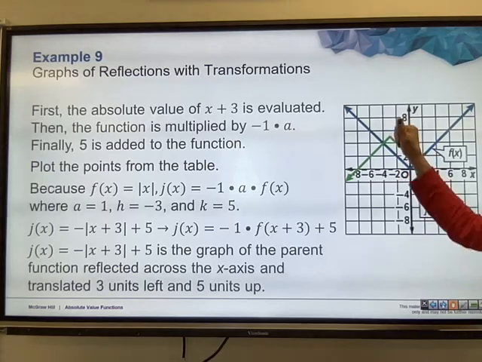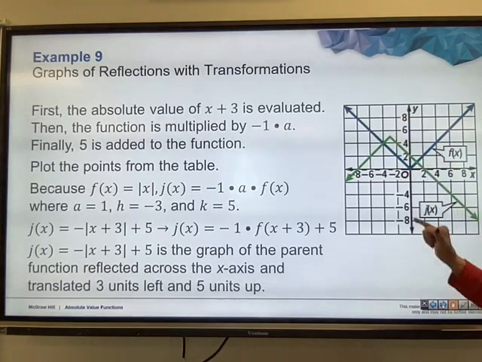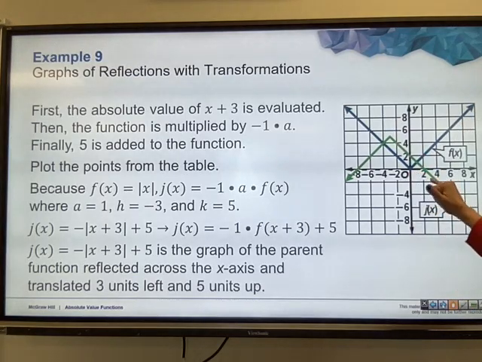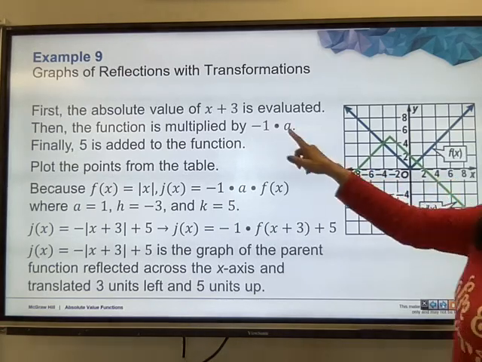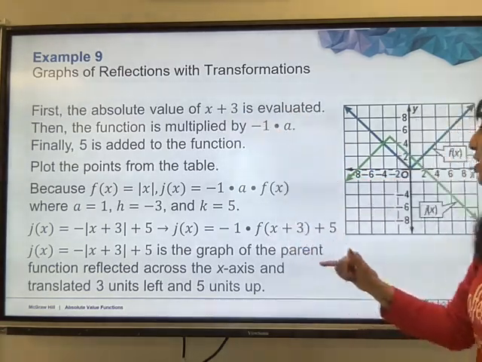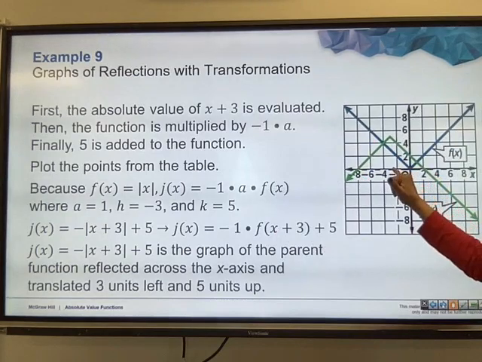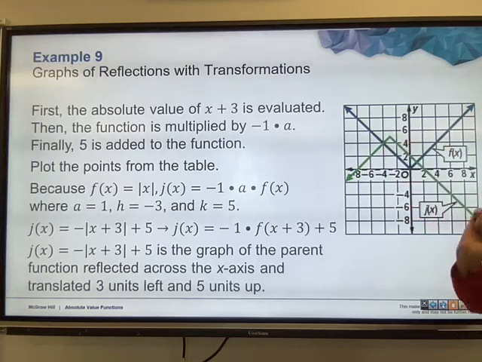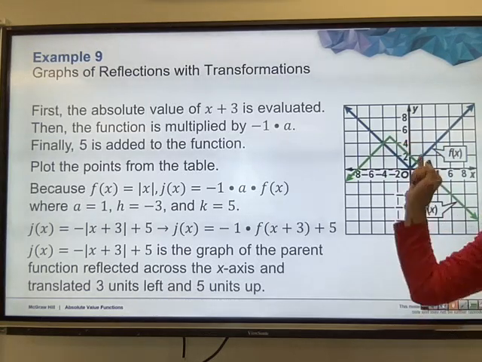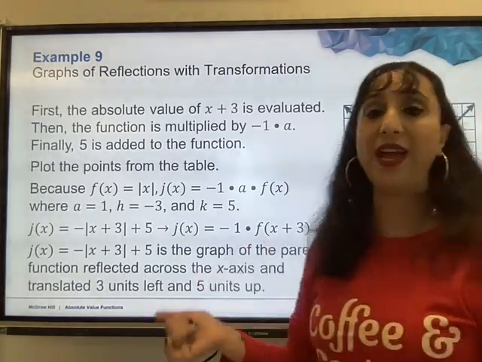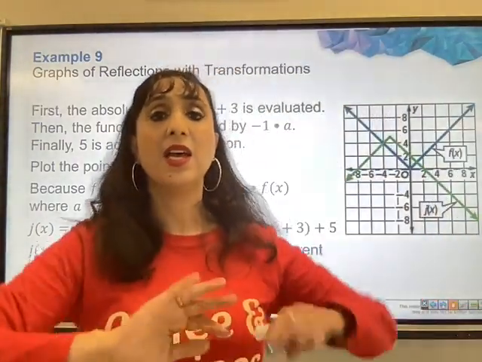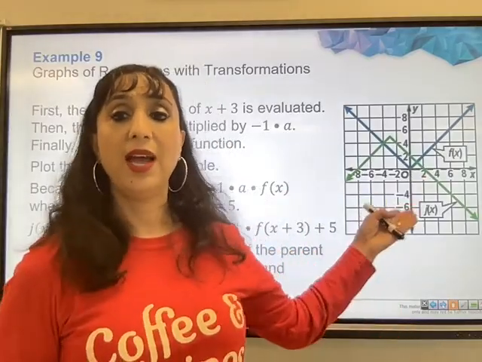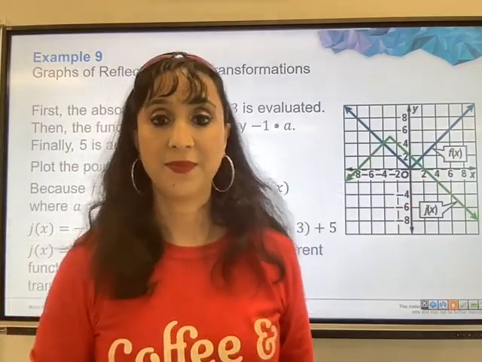But literally I took the parent function and I moved it. As you can see, it said x plus 3, so we're going in the opposite direction. So I moved it 3 units to the left, and then it said plus 5, so I moved it 5 units up. And then, of course, because it's a reflection on the x-axis, the entire graph gets flipped upside down, and that's what this is. Okay?